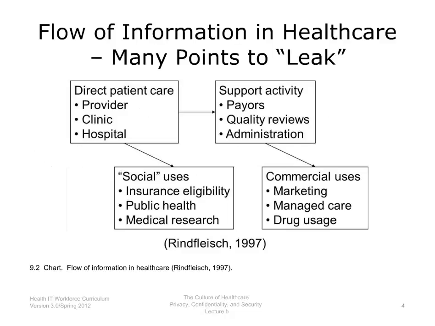As anyone who works in a healthcare setting knows, there are many points where information can leak out of the system. This figure, adapted from Rindfleisch, shows how information flows through the healthcare system. Information is first generated in the provision of patient care by healthcare providers and clinics and hospitals. It then flows to healthcare support activity, such as payers of healthcare, the insurance companies that reimburse, quality reviews that measure the quality of care delivered, and other types of administration.